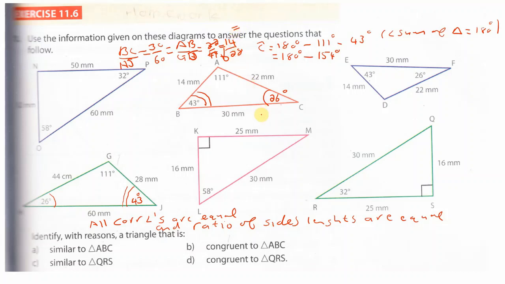And then finally we have AC as a ratio to GH, which is 22 over 44, and all of these are the same, namely a half.